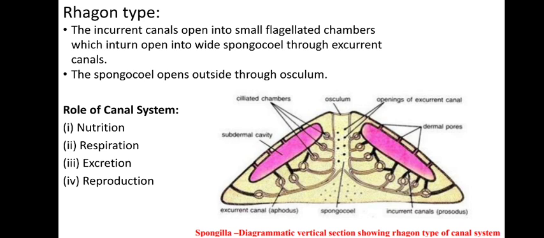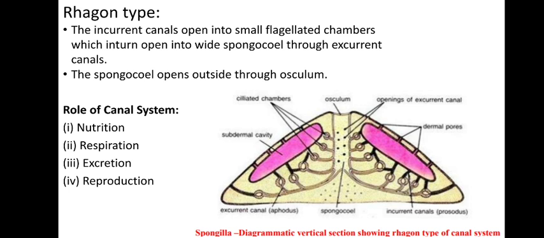So that's all about the canal system. Three plus one, four types of canal systems are present. Depending upon the complexity, ascon is the simplest type and leuconoid is the highly complex type. What are the uses of the canal system? It helps in nutrition. Already I said the food will be brought by the incoming water, so that helps in nutrition.